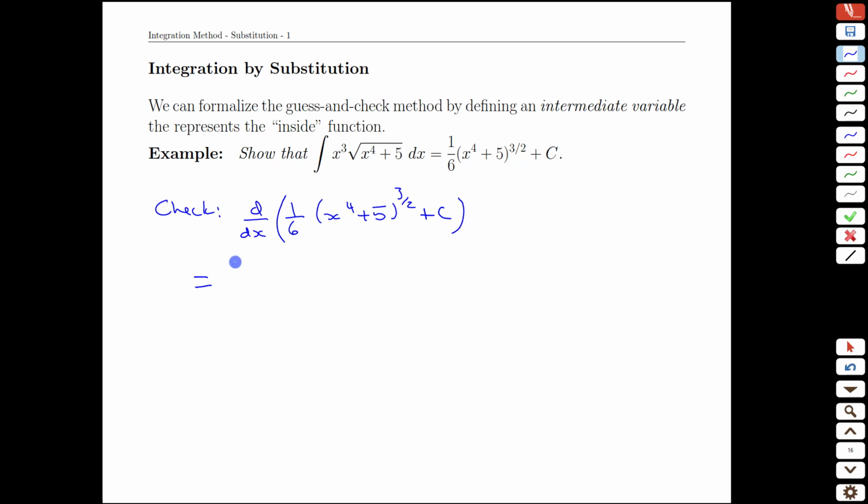Well, let's do that. The derivative of this beast here is going to be 1/6. The plus c is not going to matter. It's going to have a derivative of 0. But the other part here, we're going to bring down the 3/2. So it's important to keep your derivatives versus integral rules together. Derivatives bring the power down front, copy the inside, and subtract 1 from the power, and then multiply by the derivative of the inside. So 4x cubed plus 0.